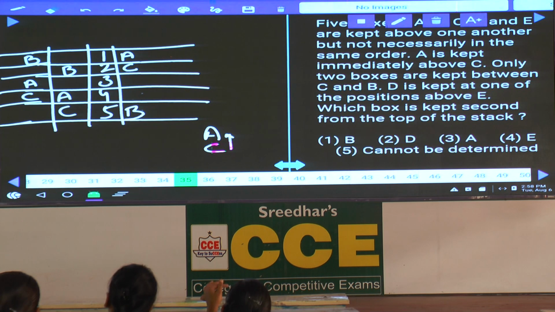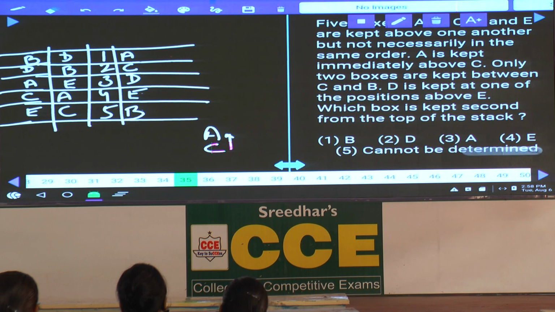Then, in total, we have three possibilities, and D is kept at one of the positions above E. Here also D is at one of the positions above E. Here also D is at one of the positions above E. Isn't it? Then what is the answer here? Which box is kept second from the top? Which is kept at the second, either B, C, or D? Any box can be second from the top. Hence, cannot be determined, choice 5.